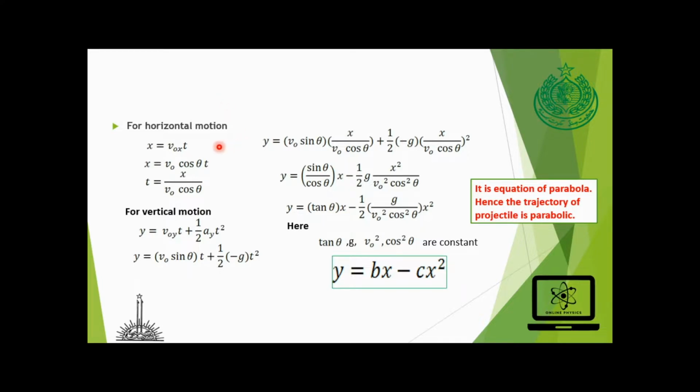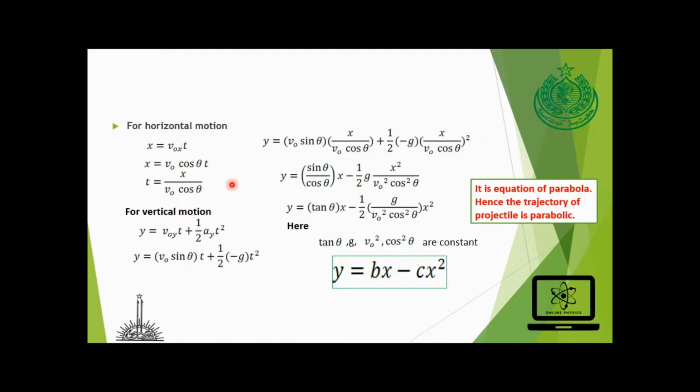For horizontal motion, the object is moving with constant velocity. For vertical motion, the object is changing its vertical velocity due to the constant acceleration acting downward. In this motion, x and y are functions of one common parameter. What is the common parameter? Time t. It means that during the flight, at any instant, x and y have the same time.